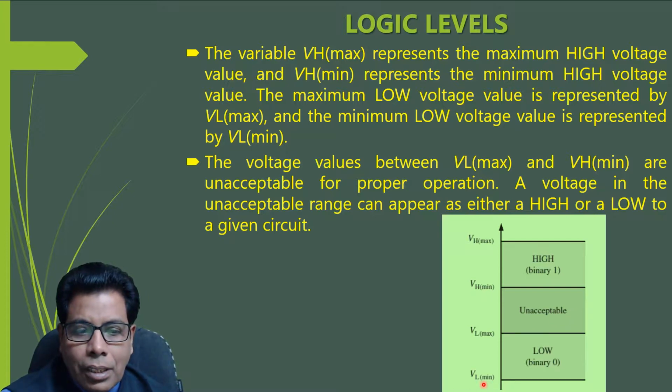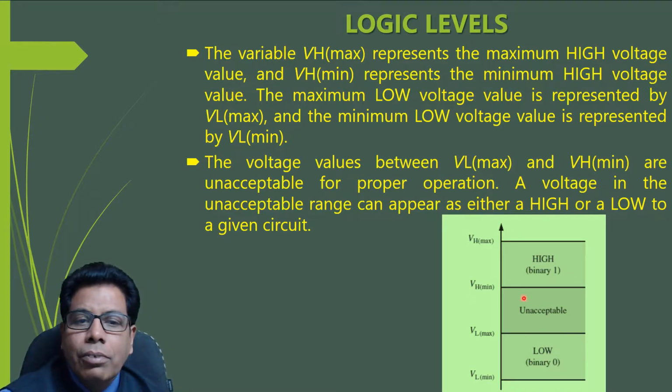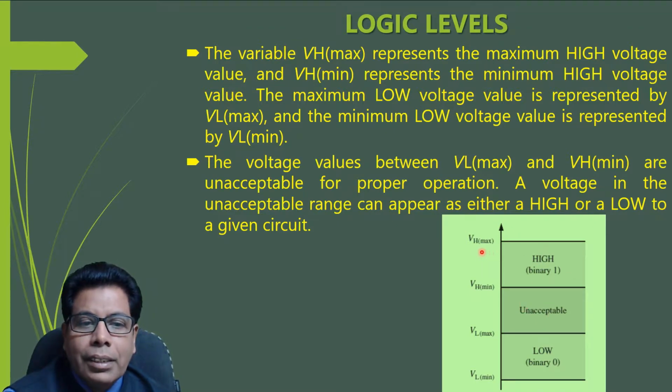So here we have VL minimum 0, VL maximum 0.8. Then 0.8 to 2 is unacceptable. VH minimum is 2 and VH max is 3.3. Similarly, for other families we have different voltages. Say for TTL, VH max is 5 volts, like that.